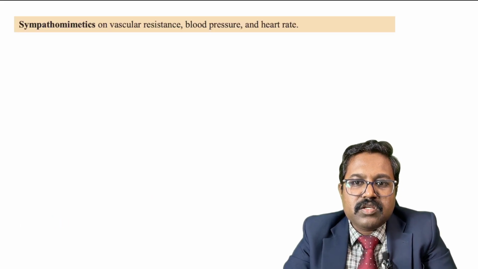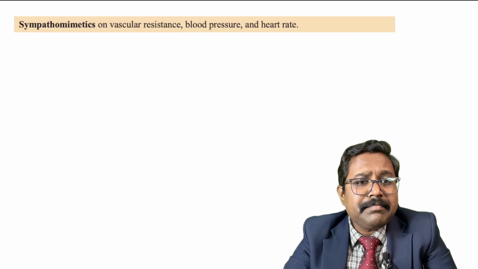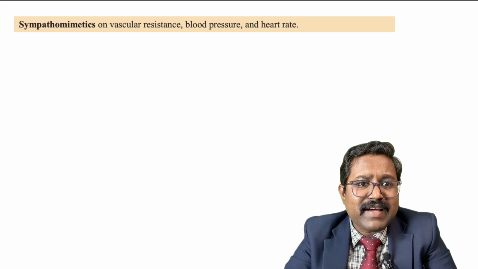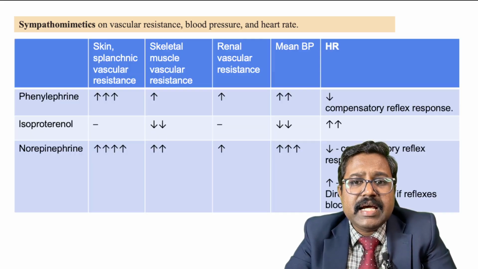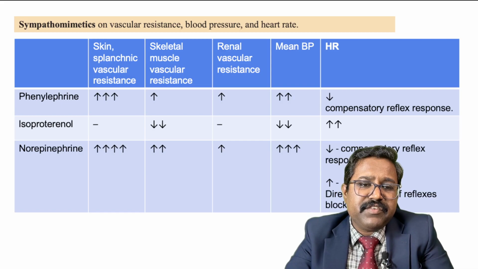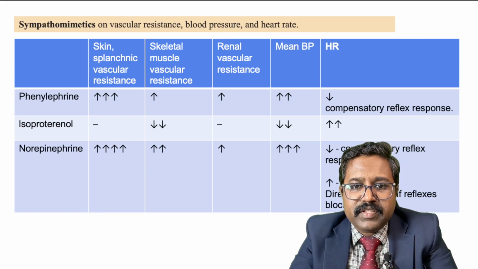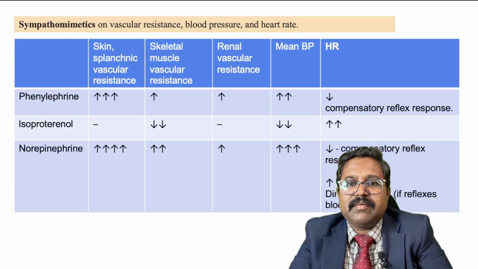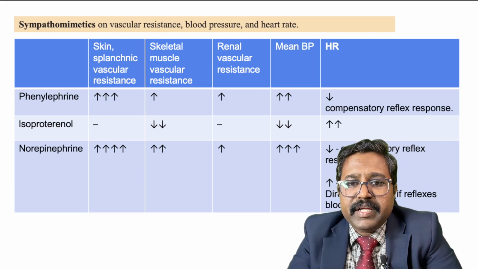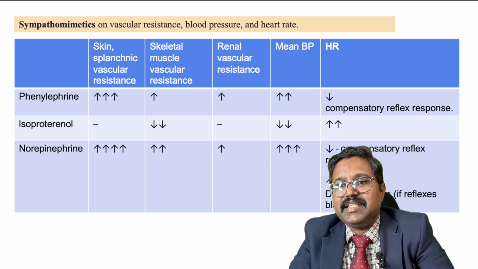So next, coming to the sympathomimetic effects on the vascular resistance, blood pressure and the heart rate. This is a chart which describes the effects of the drugs on the vascular system. Phenylephrine will increase the skeletal muscle vascular resistance and renal vascular resistance, and mean BP will increase. Because of the reflex response, there will be decrease in the heart rate.